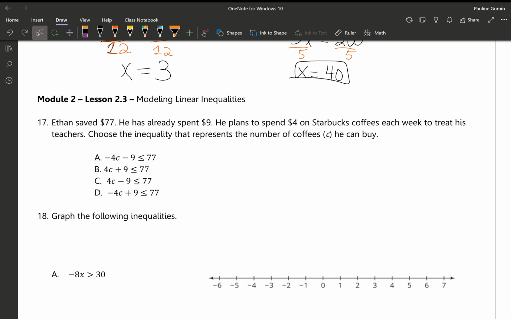Well, he can spend no more than $77. So $77 should be on the bigger end of the inequality sign, which luckily all 4 of our options have. Okay, perfect. Now the total he can spend is 4 per coffee and the 9 that he's already spent. So total and are both words that represent addition. So letter B is going to be our answer because it's $4 per cup of coffee and the $9 he already spent. The total of that should be less than the $77 that he has saved.